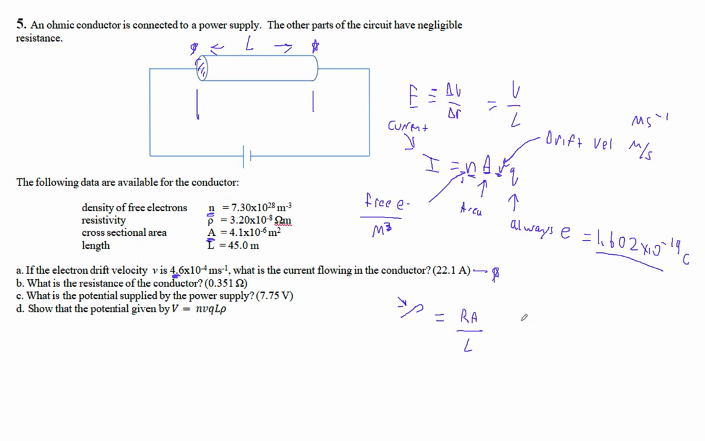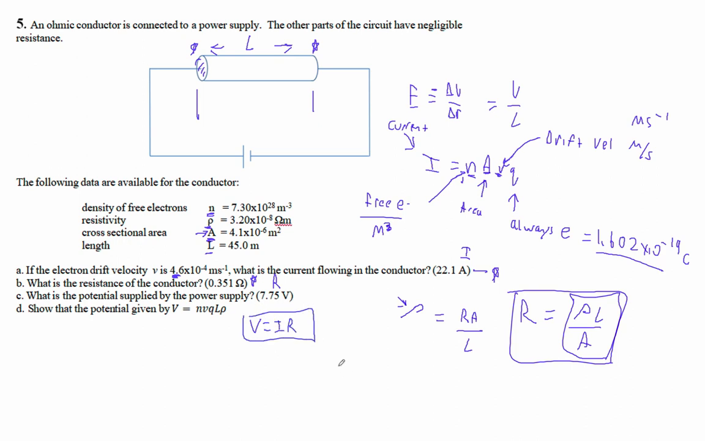Now, I never think of it this way. I always say R is resistivity times length over area, right? At least I think I learned it that way, but there you go. Who knows? Okay. So what is the resistance of the conductor? Well, you've got the resistivity, you've got the length, you've got the area. So plug them in there. Yeah? All right. What is the potential supplied by the power supply? Well, you have the current, you have the resistance. Is V just IR? It is. Yeah, that's fun, right?